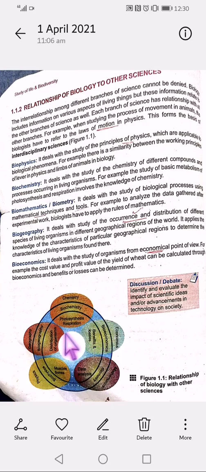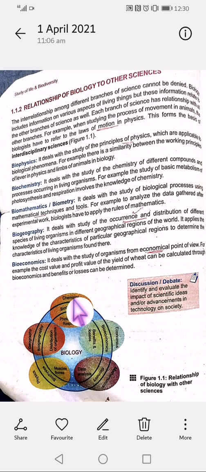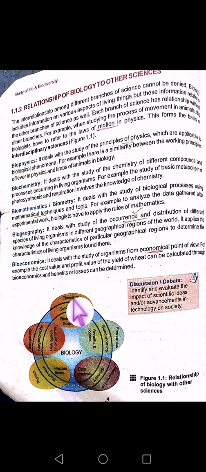First of all, what is it connected to? If we talk about chemistry, biology and chemistry together form the term biochemistry. It deals with the study of the chemistry of different compounds and processes occurring in living organisms. For example, the study of basic metabolism, photosynthesis and respiration involves the knowledge of chemistry. How?